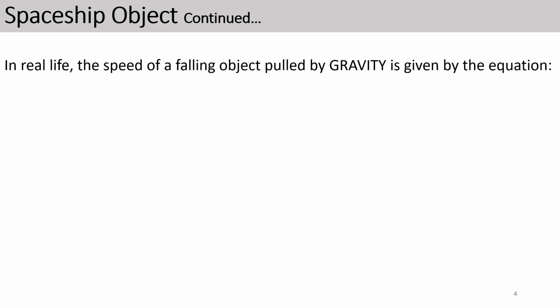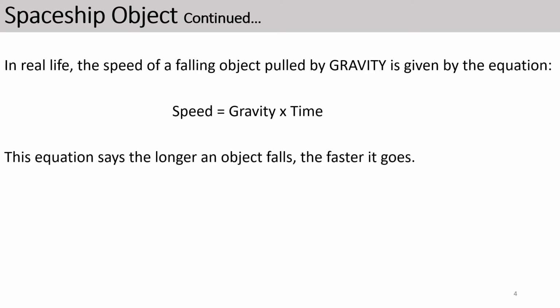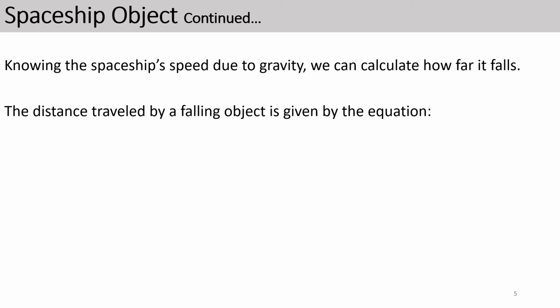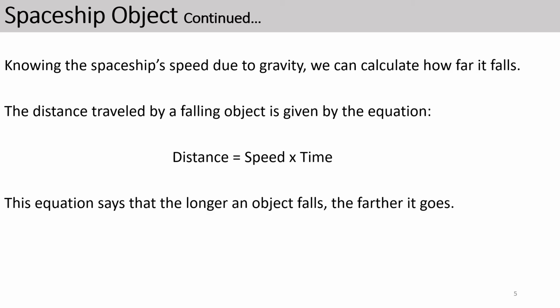In real life, the speed of a falling object pulled by gravity is given by the equation speed equals gravity times time. This equation says that the longer an object falls, the faster it goes. Knowing the spaceship's speed due to gravity, we can calculate how far it falls. The distance traveled by a falling object is given by the equation distance equals speed times time. This equation says that the longer an object falls, the farther it goes.